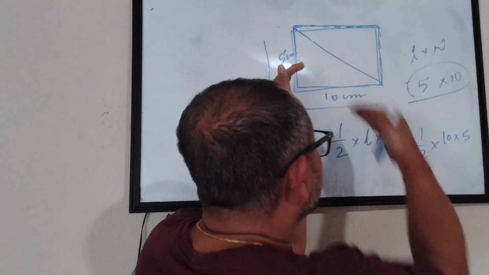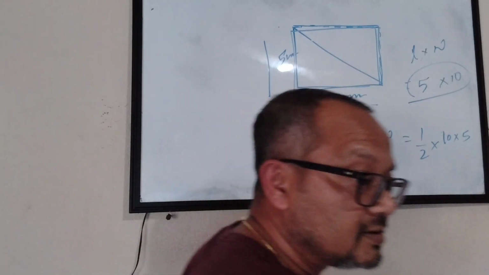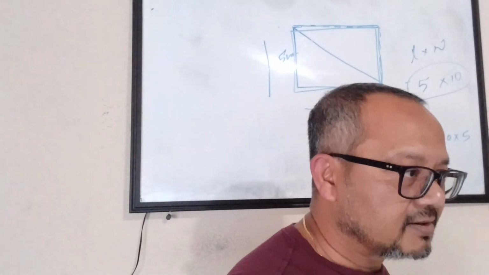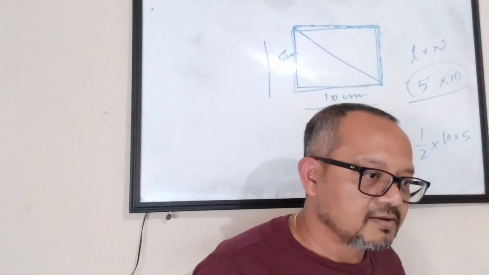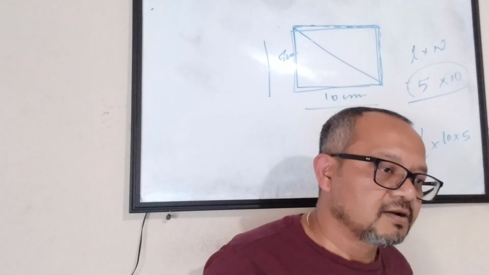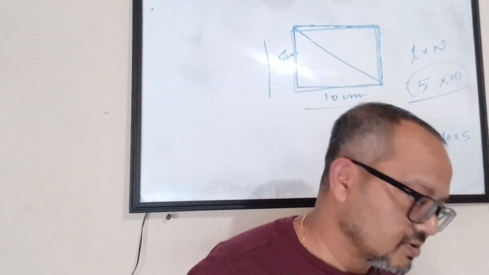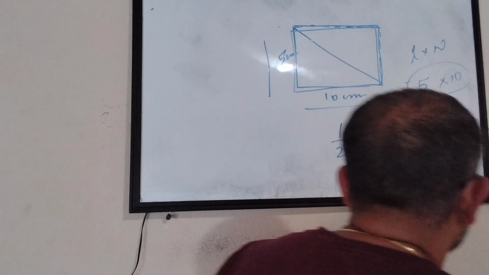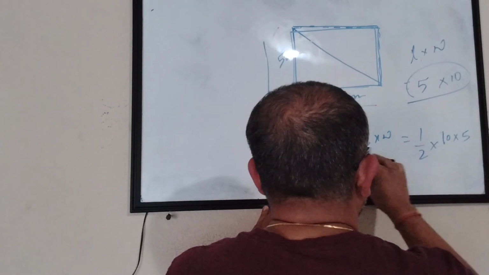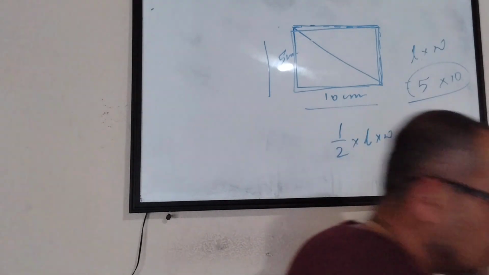The area of a triangle is always half of the area of a rectangle, just for you to understand for now. I already know the answer to this scaling triangle. If it's 5 centimeters and 10 centimeters, 5 times 10 is 50, and 50 divided by 2 is 25.